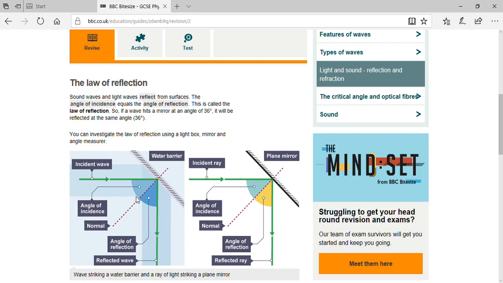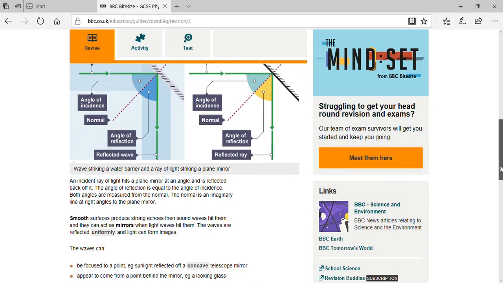Do you understand that? It is your water barrier, it is your plane mirror, but you can see that it is the same. By different colors, they are showing that here the angle of incidence is light blue and the angle of reflection is dark blue. Or with respect to the mirror, the angle of incidence is light blue and the angle of reflection is yellow. Understand? In both conditions, they will be the same. That means the angle of incidence will be equal to the angle of reflection. Clear?